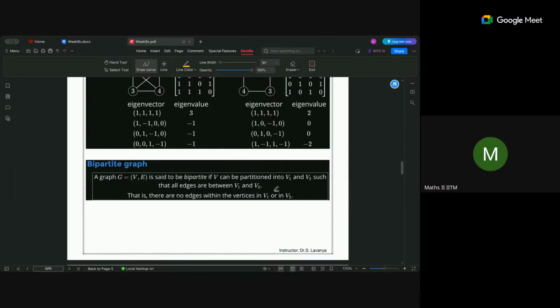What does that mean? Let us say you have a vertex set 1, 2, 3, 4. Suppose these are my edges: 1-3, 1-4, and 2-3. Can you tell me what is my V1 and V2? What is V1 and what is V2?